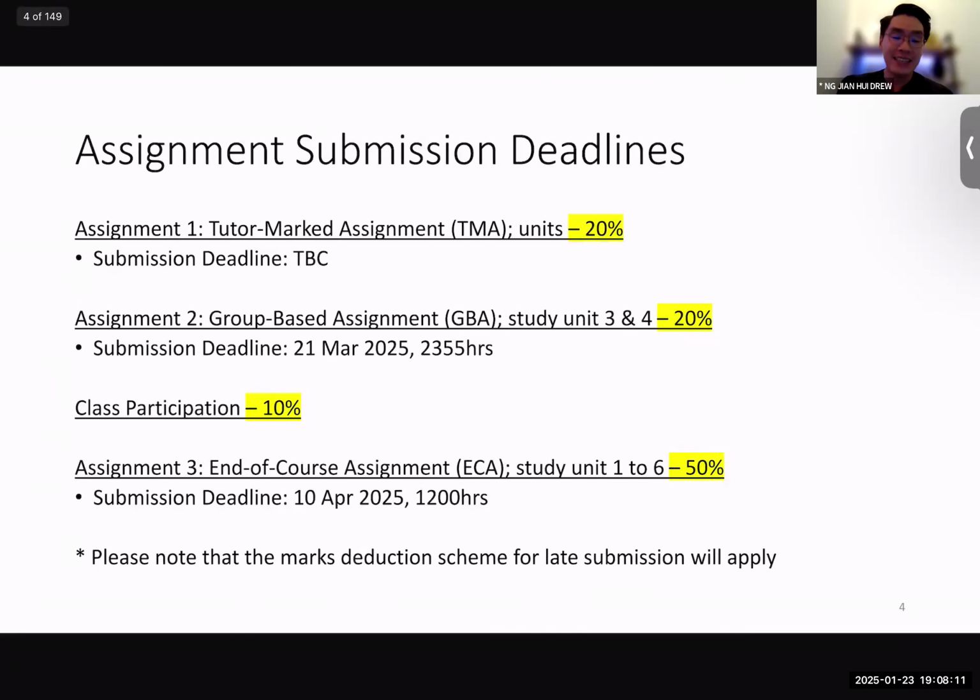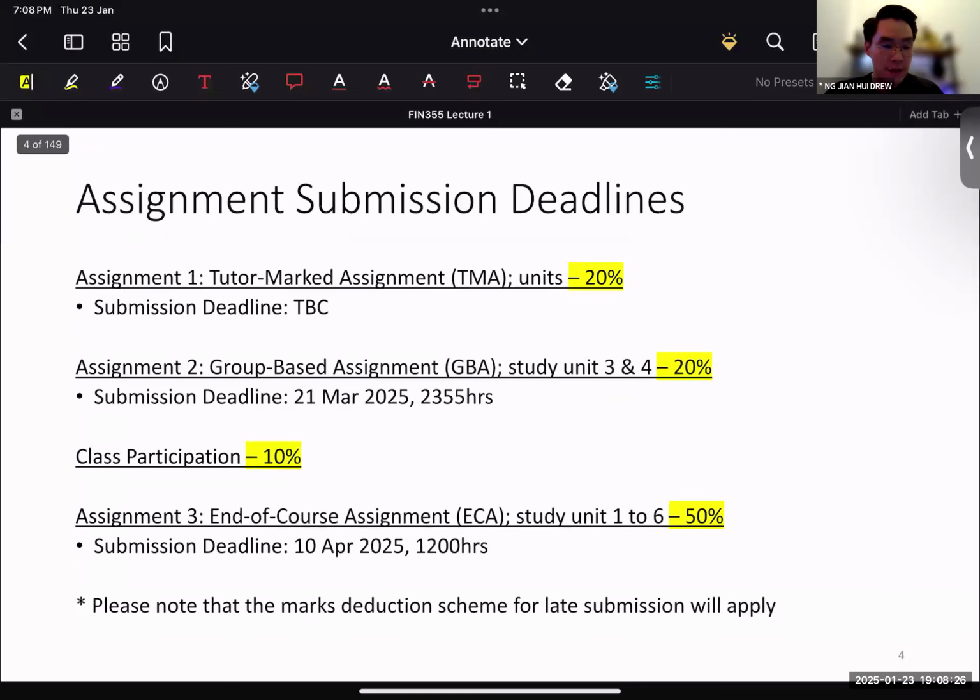Okay, in terms of the assessments, basically we have three assessments. We have the first assessment, which is TMA. I believe the date has been released. So it'll be on 15th of February. So this will be 15/2/25 for TMA. The units covered are 1 and 2. So this has been announced in your Canvas in the lecture group.